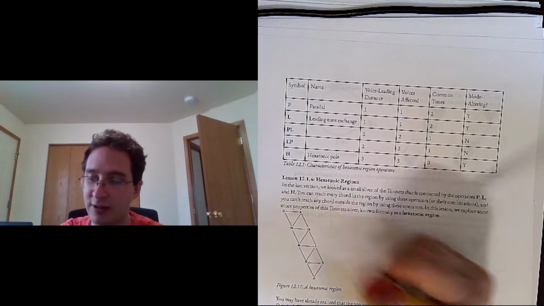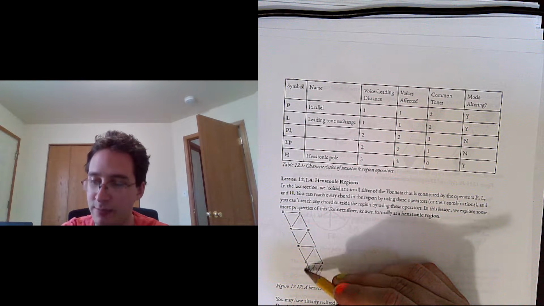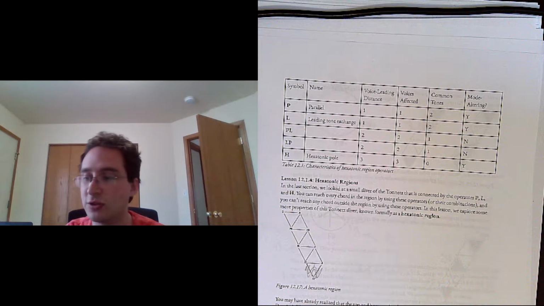So in the last section, we looked at a small sliver of the tonics that is connected by the operators P, L, and H. And here's that sliver again. And in fact, we've already duplicated it on the bottom. So as a reminder, just 6 different triads.